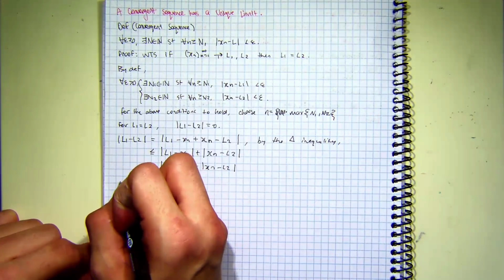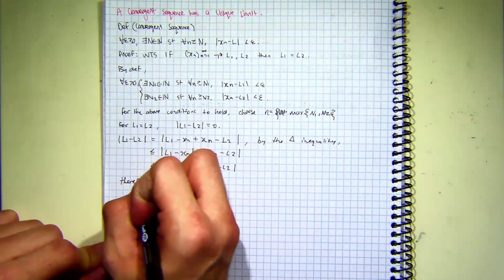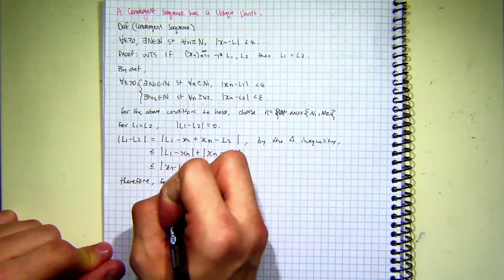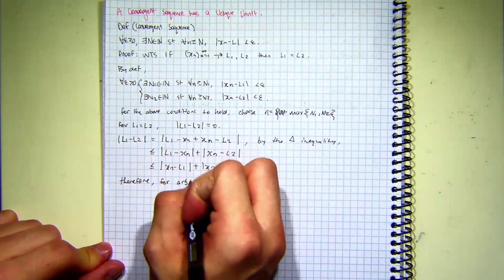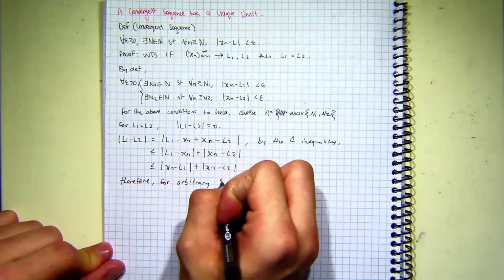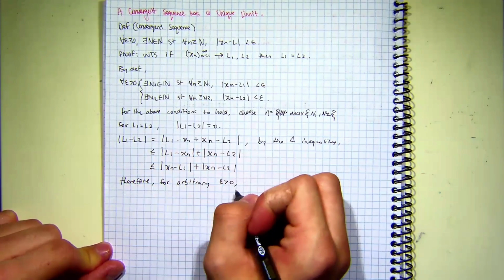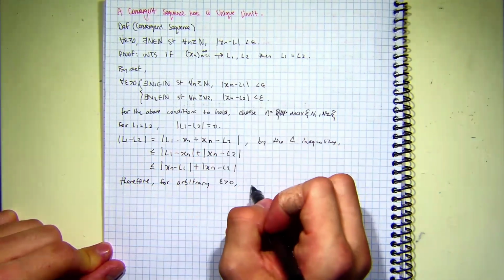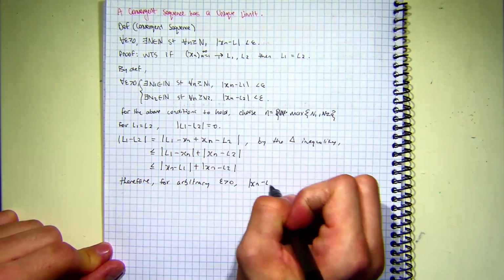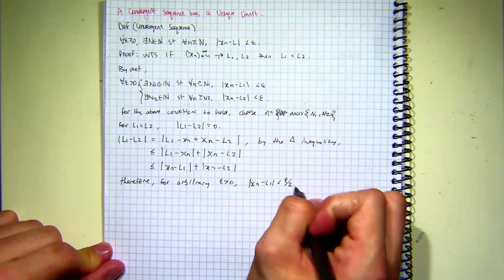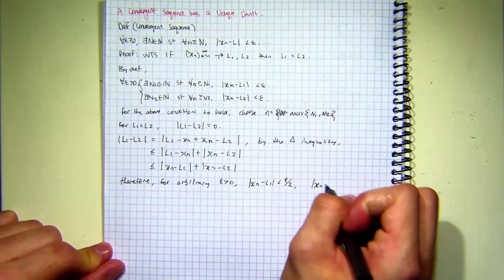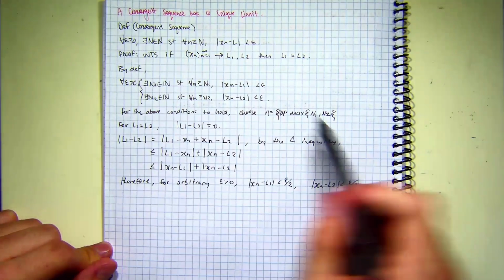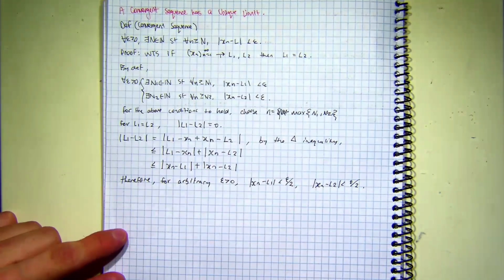So therefore, let's change for arbitrary epsilon greater than 0. So this can be any value. This doesn't have to be less than epsilon. We can say |x_n - L1| is less than epsilon on 2 instead, and |x_n - L2| is less than epsilon on 2 as well, because epsilon can be arbitrarily small.